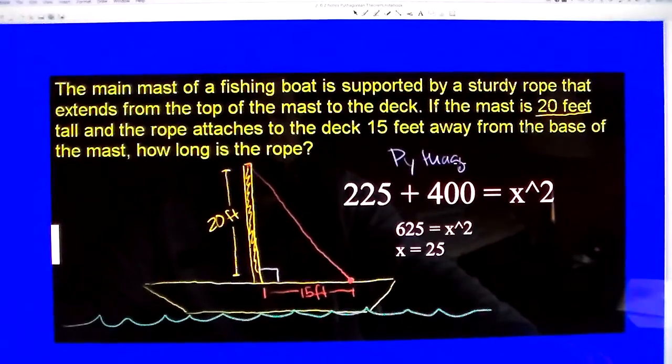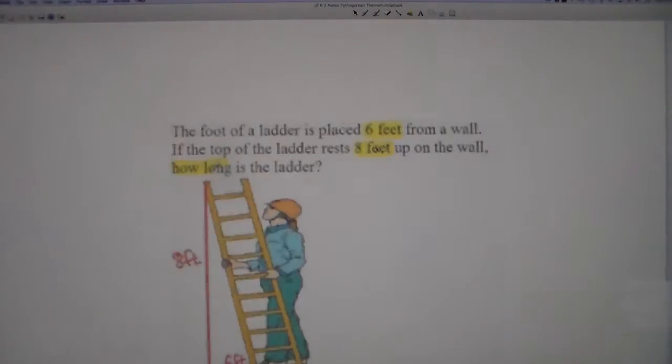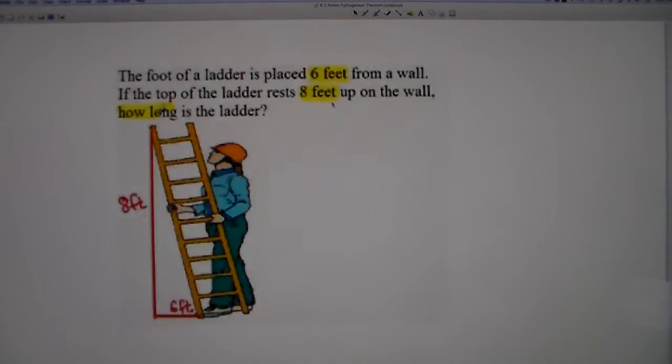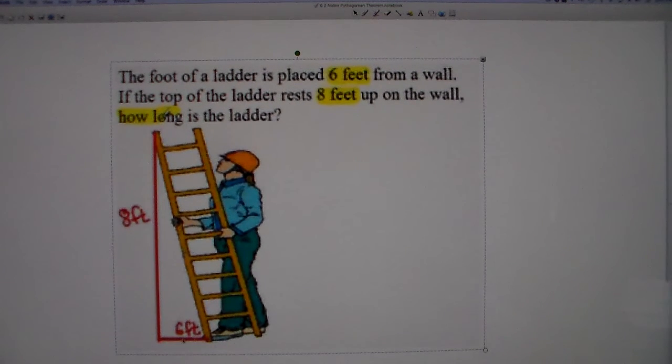Cool, that's one word problem. Let's try another one. So the foot of a ladder is placed 6 feet from a wall. So down here is 6 feet from the wall. If the top of the ladder rests 8 feet up the wall, right here, so this is the height, how long is this ladder?